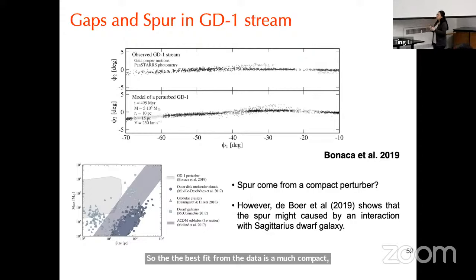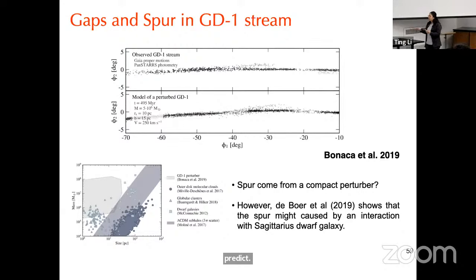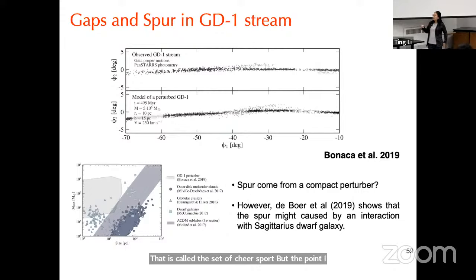There are also different studies. Another study says this can come from another known dwarf galaxy called Sagittarius dwarf. But the point I want to show you is that there is power here from the stellar streams to constrain the mass and the size of this dark matter subhalo, even though we never see stars in those subhalos. And that kind of connects to what I do.